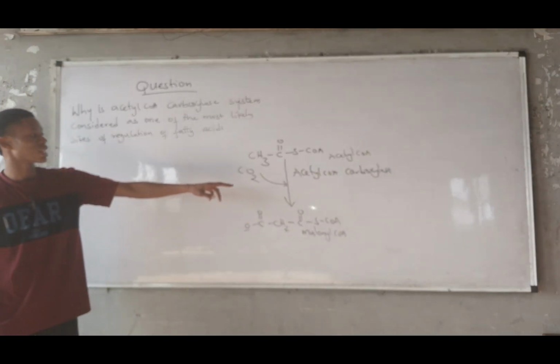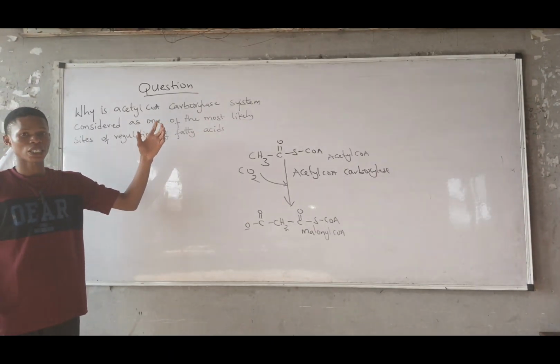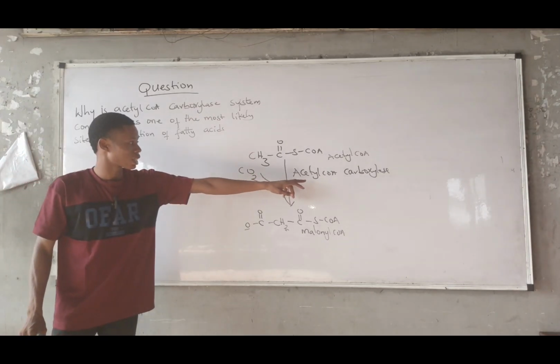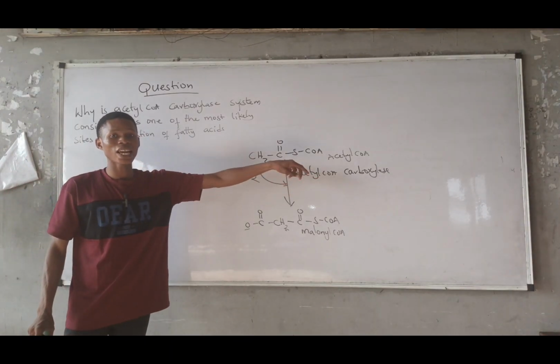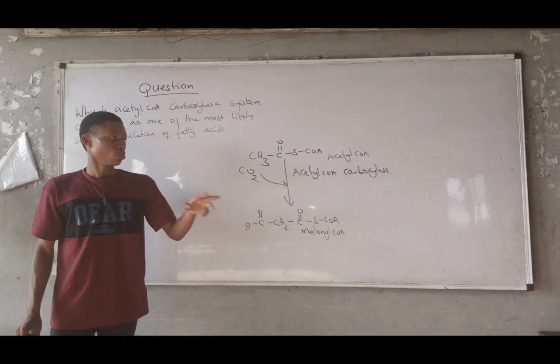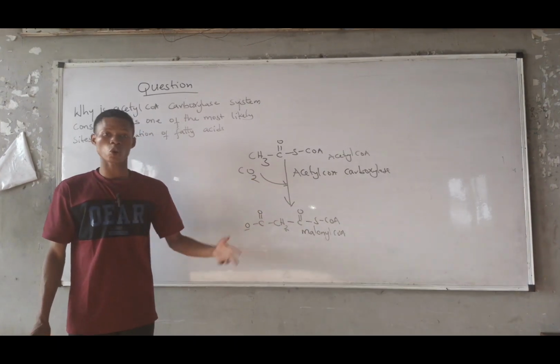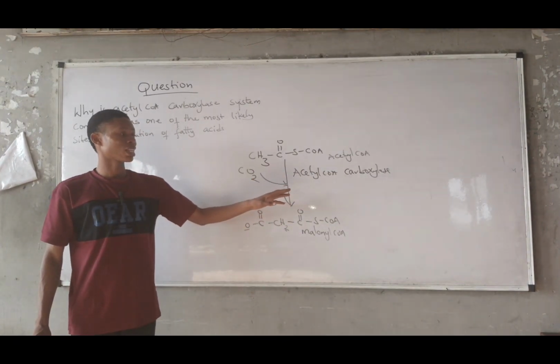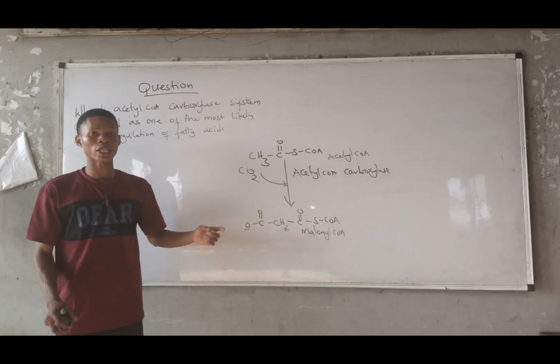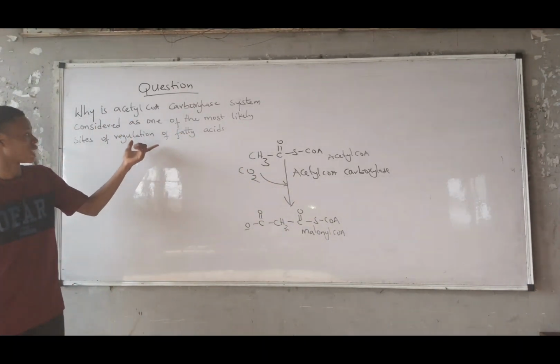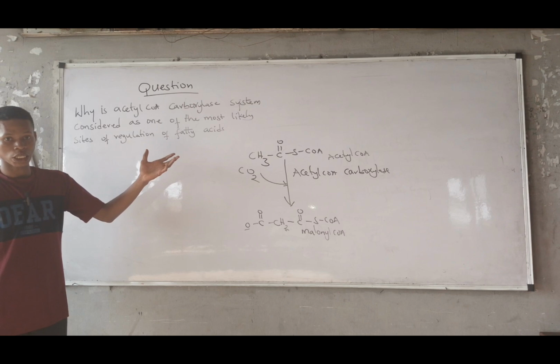So since it catalyzes the rate limiting step in fatty acid synthesis, that enzyme acetyl-CoA carboxylase is a likely site of regulation, because it determines if fatty acid synthesis will take place or not. So because it catalyzes the rate limiting step, that is why it is considered as one of the likely sites of regulation of fatty acids.